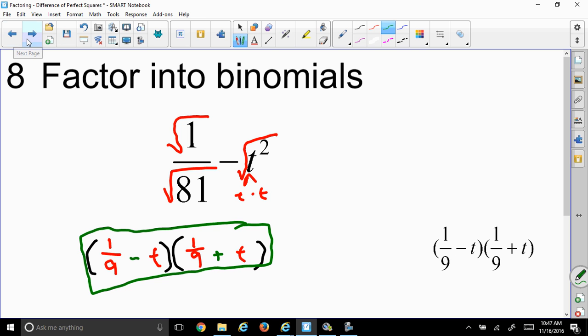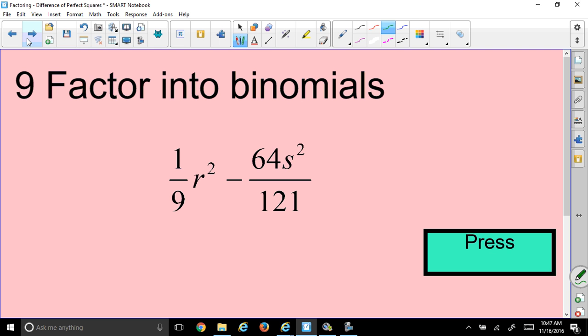So I hope you got that, even though we had a fraction, it wasn't that bad. Here's another one for you. 1/9 r squared minus 64s squared over 121. So give it a shot.